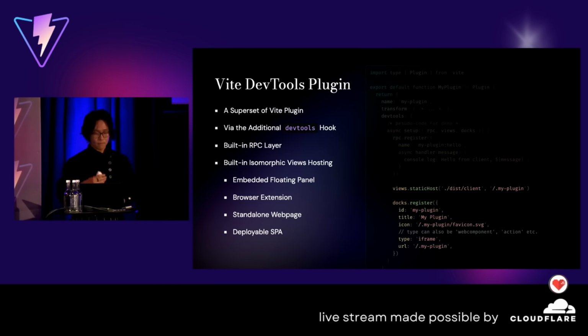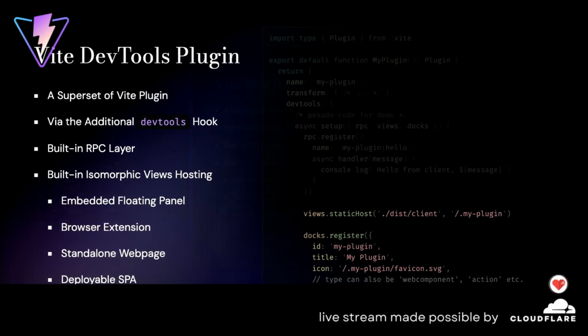So Vite DevTools will be providing these abstraction layers to support all these scenarios isomorphically. You don't need to worry about how you deal with the communication between browsers, browser DevTools, and your main page or the server, something like that. We want to make things easier for people to build DevTools on top of Vite.